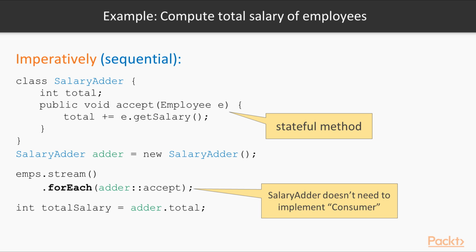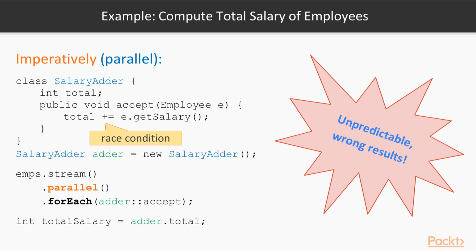What happens if we turn this stream into a parallel stream? Well, bad things happen because we have no synchronization at all in our code, meaning that we have a serious race condition here. Different threads are now going to use the same salary adder, so different threads are going to call the accept method concurrently, and since we have no synchronization, we're going to miss a lot of updates on the total variable. Therefore, we're going to get unpredictable and totally wrong results. And I'll show you in a minute how likely it is to run into this kind of problem with this code.